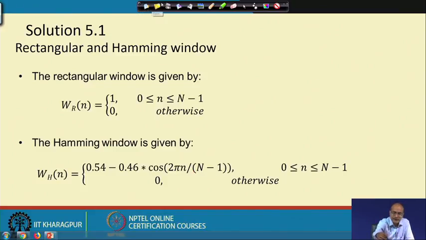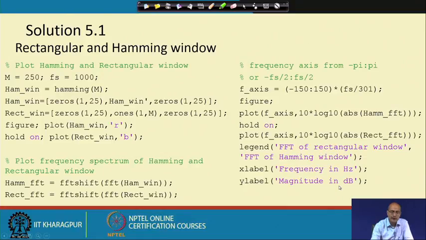Let us see how these windows look first. For that, we have taken the signal for 250 samples, M equal to 250. For that we have taken a Hamming window of M, using the inbuilt MATLAB function hamming.